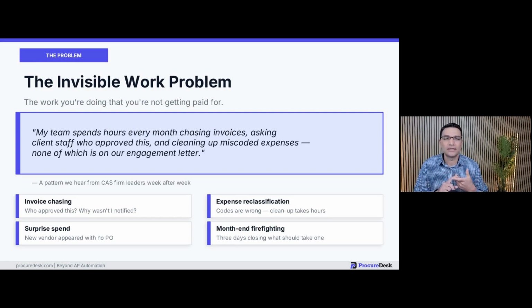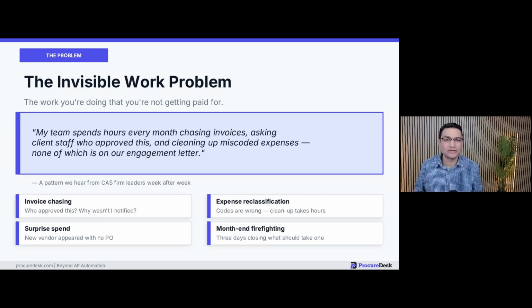Number one is chasing invoices. So pretty much you're asking your client all the time, "Hey, who approved this?" Or your client is asking, "Who approved this? Why wasn't I notified?" And there's always this surprise spend that is showing up all the time, right? So if you're dealing with surprise spend or expense reclassification, again, codes are wrong, cleanup takes hours, right? Every month you're just trying to do that, and the primary reason is there is no way for you to know where that client is spending money and what was the purpose of that, right?